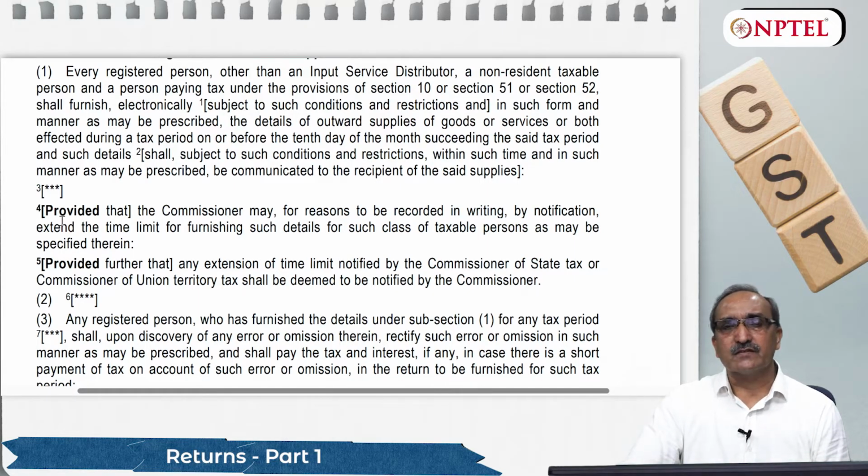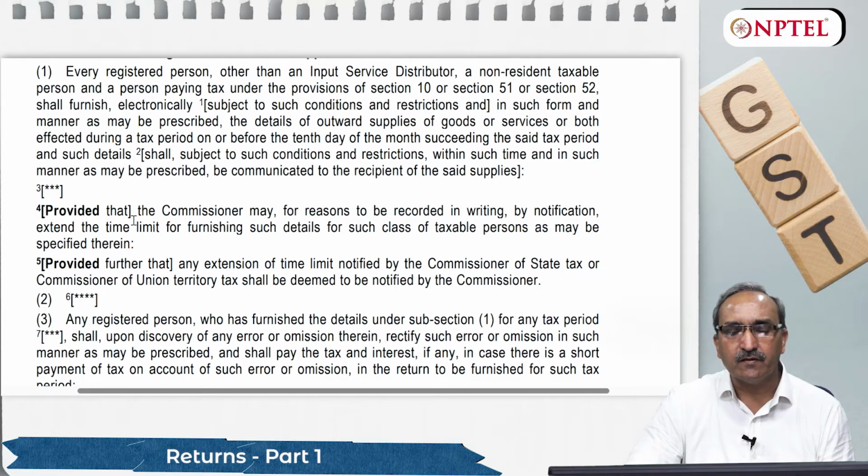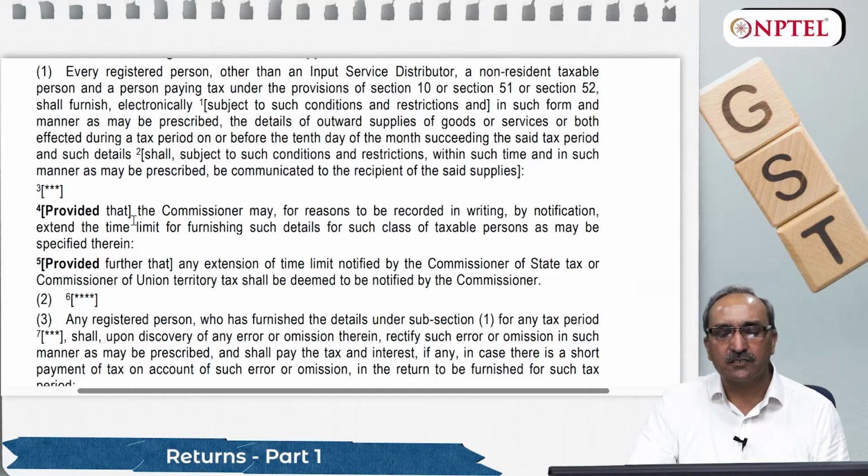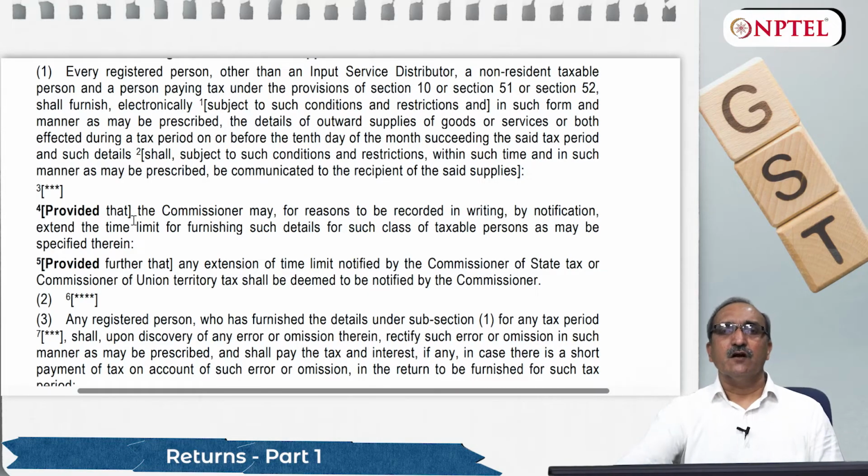here there is a further condition mentioned for this section, and it says provided that the Commissioner may, for reasons to be recorded in writing, by notification, extend the time limit of furnishing such details for such class of taxable persons. Means if there is a genuine reason, sometimes some natural calamity or some political disturbance comes into picture, so the system is not working properly or people are not in a position to file their returns. So the Commissioner has powers to extend the date of filing these details to the GST portal.